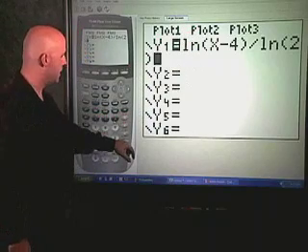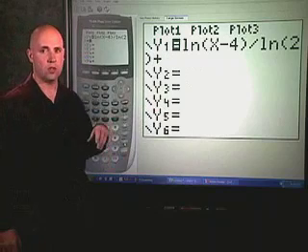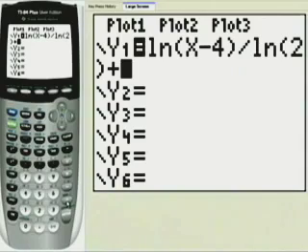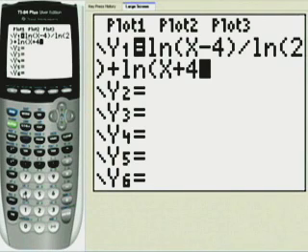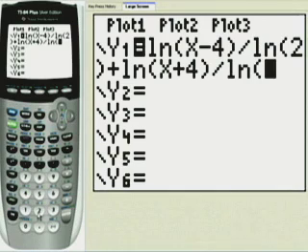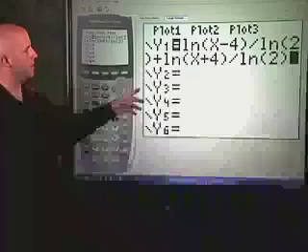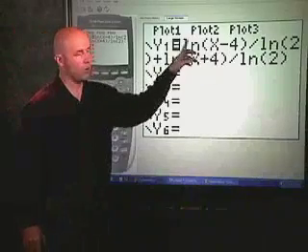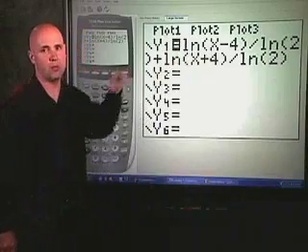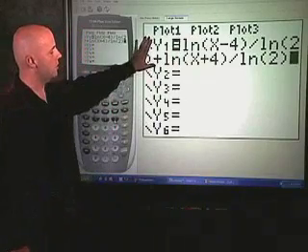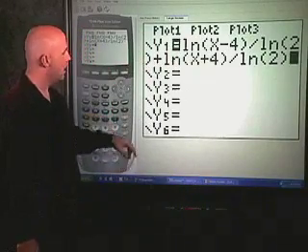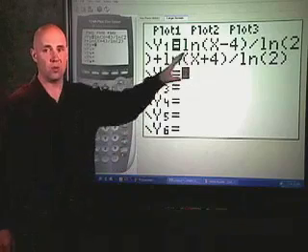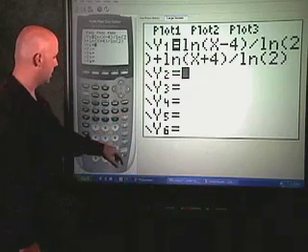We also have to add in the second part, which is log base 2 of (x plus 4). Again, using our change of base formula, we'll use the natural log of (x plus 4). And again, dividing by the natural log of 2. Now, when dealing with logs, make sure that you're careful about closing your parentheses so that you're not doing any implied operations. So that's our left side of the equation. We'll hit enter. In y2, we're going to enter the right side, which is just the constant 3.